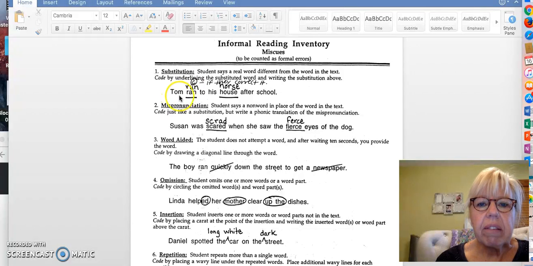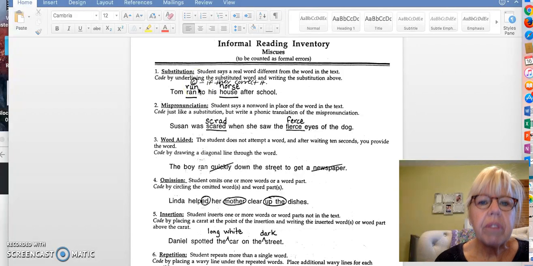So in this case, a student read this sentence, Tom ran to his house, Tom ran to his horse after school. Now, notice I corrected this, and that is designated by the little C with the circle around it.